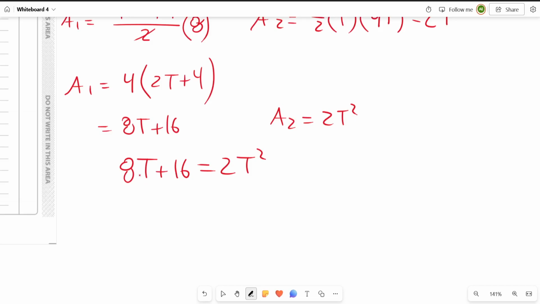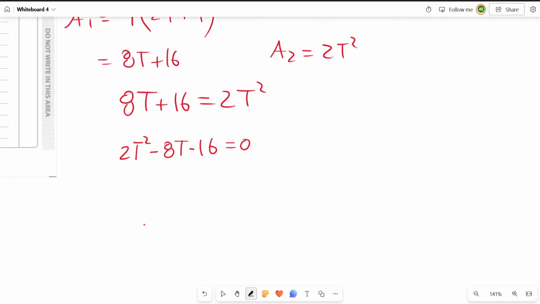So over here, I can move everything to one side. So I'm going to have 2t squared, I'm going to move this 8t to the other side, minus 8t minus 16 equals 0. And I can see that this is a quadratic.